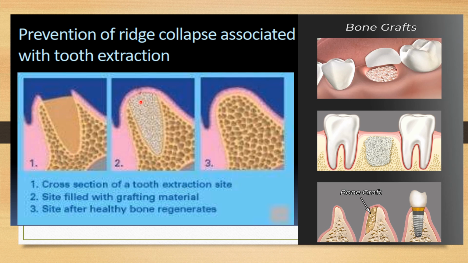This can be filled with grafting: atraumatic extraction followed by the placement of graft inside. After that you can place the GTR membrane and close the flap. See, this is the bone graft placed to form the bone, and this is the final formation of bone. It will take at least 3 to 6 months for proper bone augmentation.